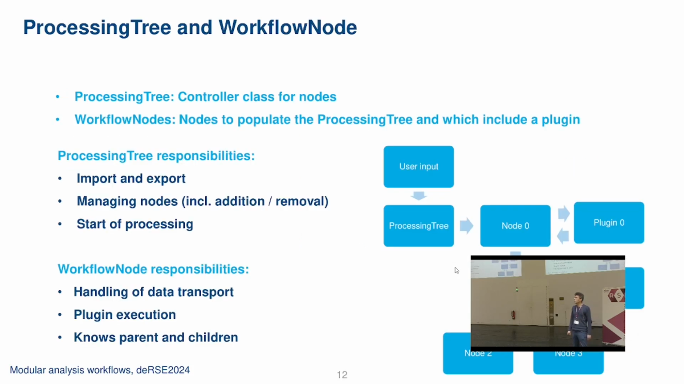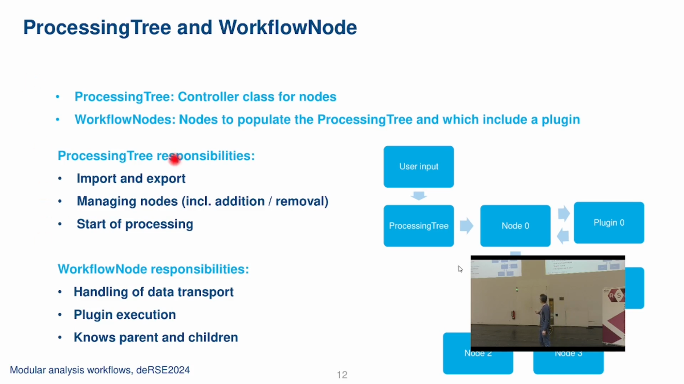So how does the workflow then work? There's basically two classes involved. There's a processing tree, which is a controller class, handles import and export, registry, and managing of the nodes, and starts the processing. And the workflow nodes, they are really just responsible for handling the data transport and for the plugin execution.